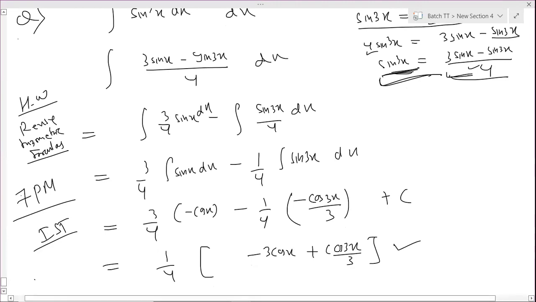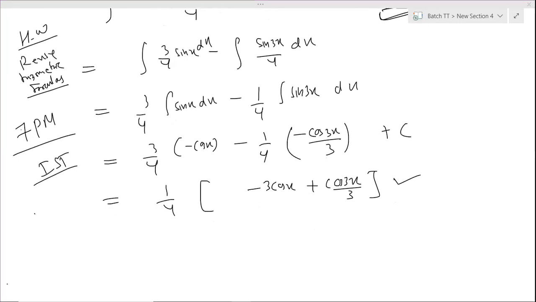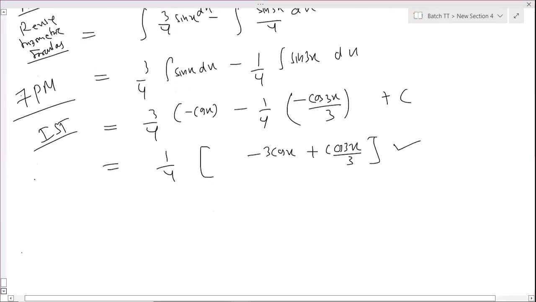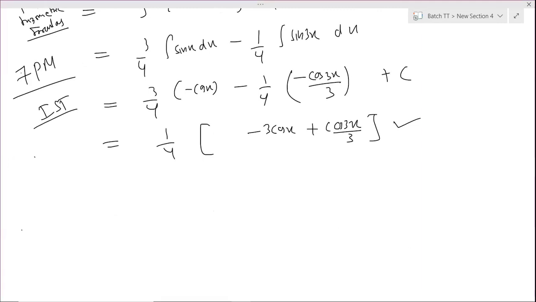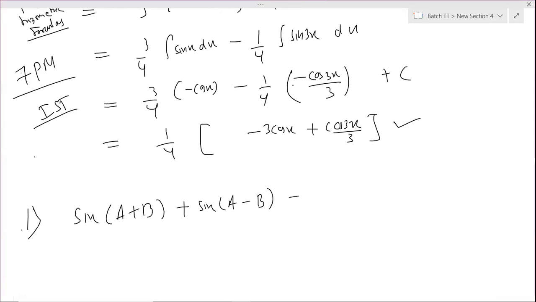We were trying to solve integration using trigonometric identities. There are 11 formulas, but using those we solve questions of class 12th. So write down a few formulas for your revision. Sine A plus B plus sine A minus B. Can anybody tell me what the formula for this is?